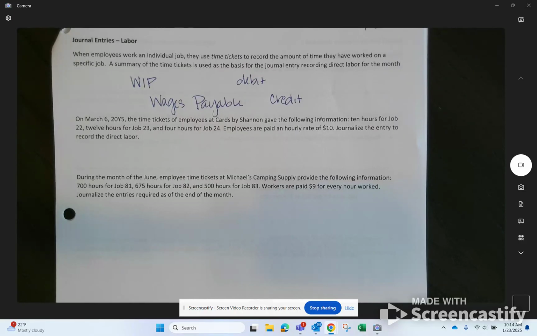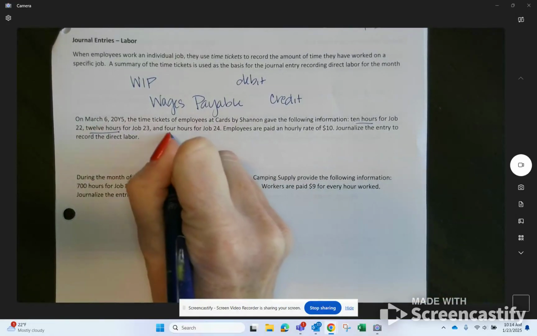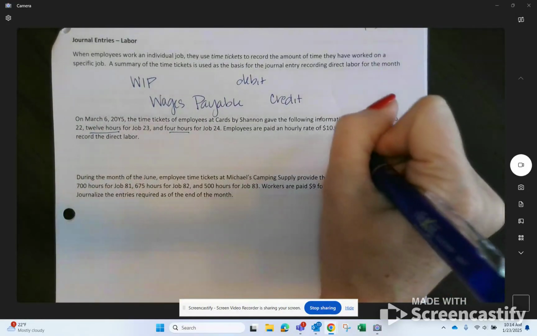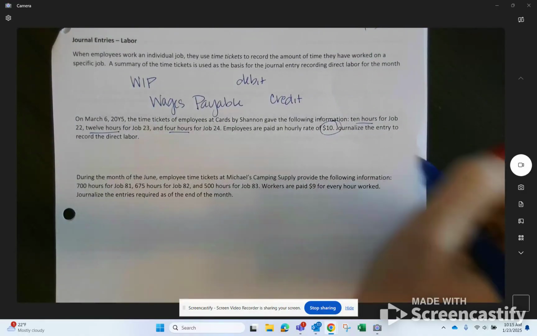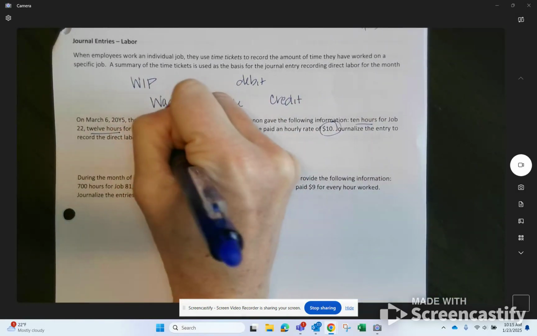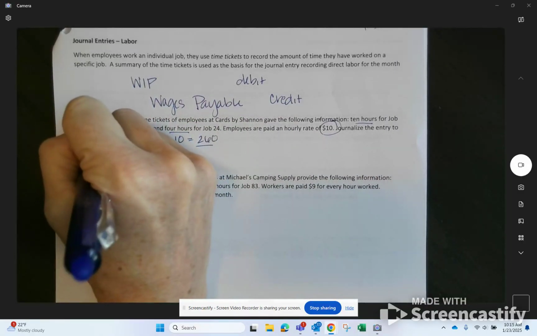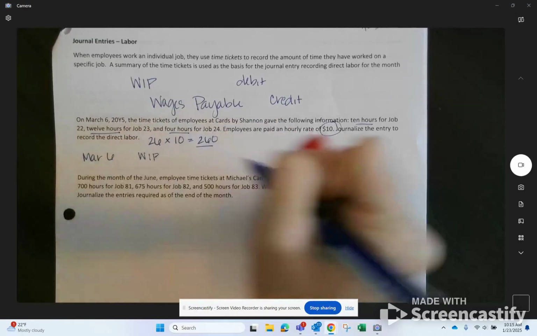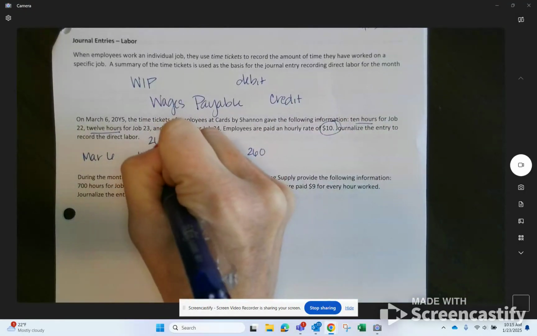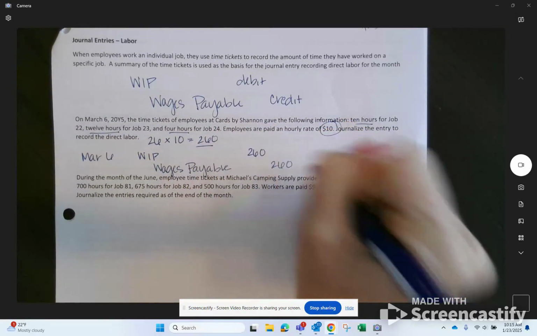So on March 6th, 2025, the time tickets of employees at Cards by Shannon gave the following information. We got 10 hours for job 22, let's underline that, 12 hours for job 23, 4 hours for job 24. Employees are paid an hourly rate of $10. Journal entry for this, we've got 10 plus 12 plus 4, it's going to be 26 hours, so $260. March 6th, we're going to debit work in process, $260. Credit wages payable, $260.